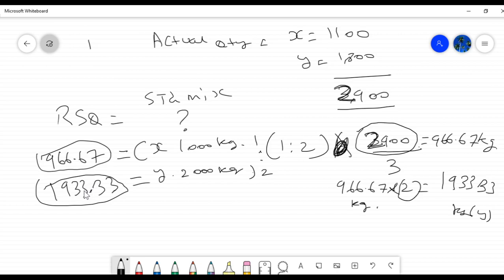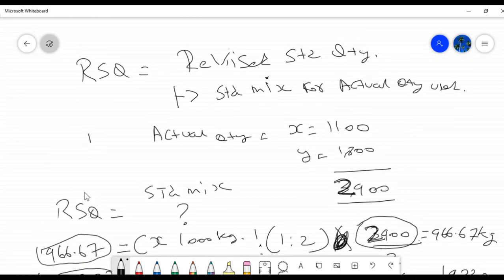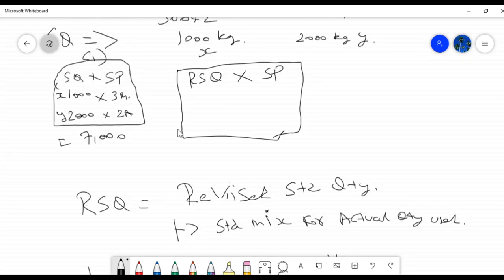Okay. The revised standard quantity is arrived at by applying the standard mix to the actual material used. So I am writing here: revised standard quantity, X, Y, 966.67.